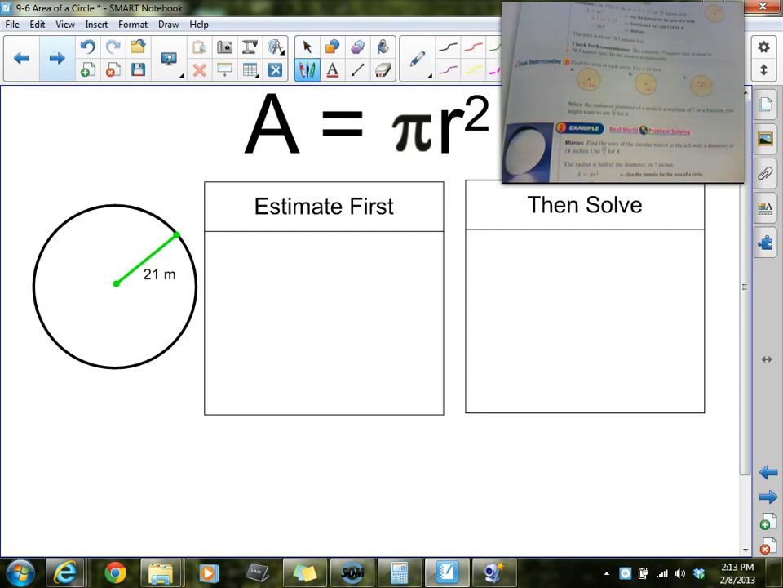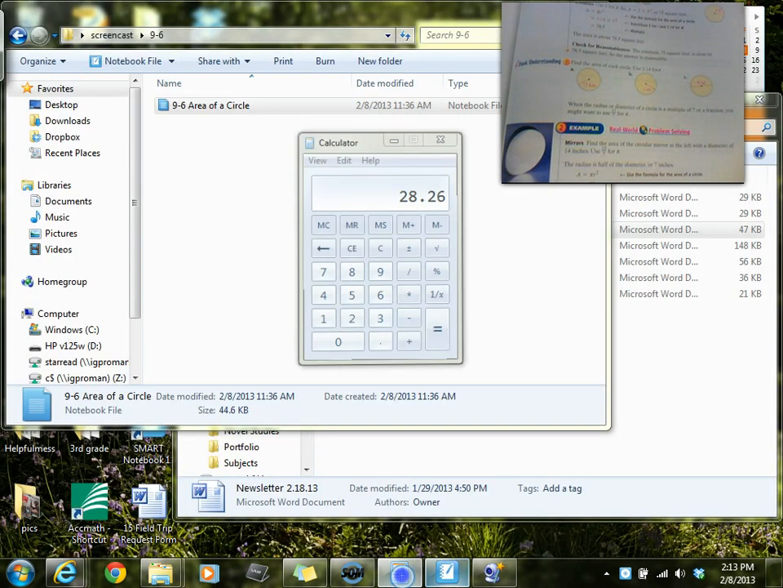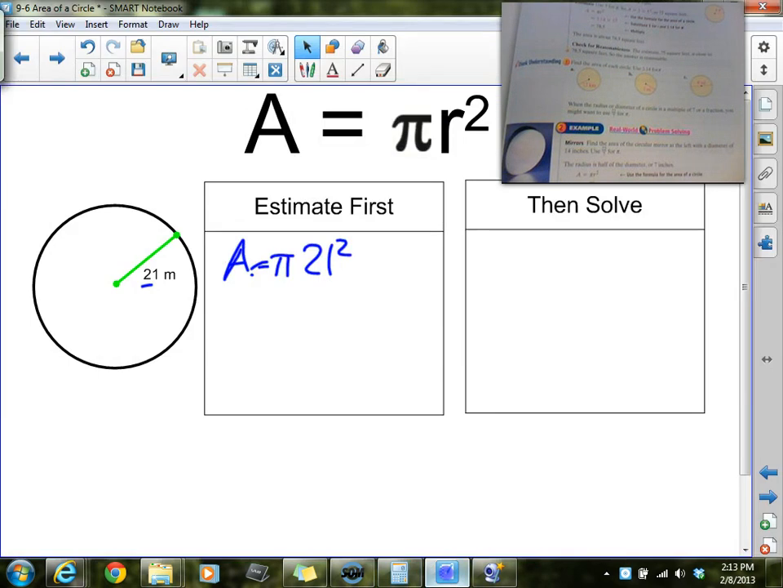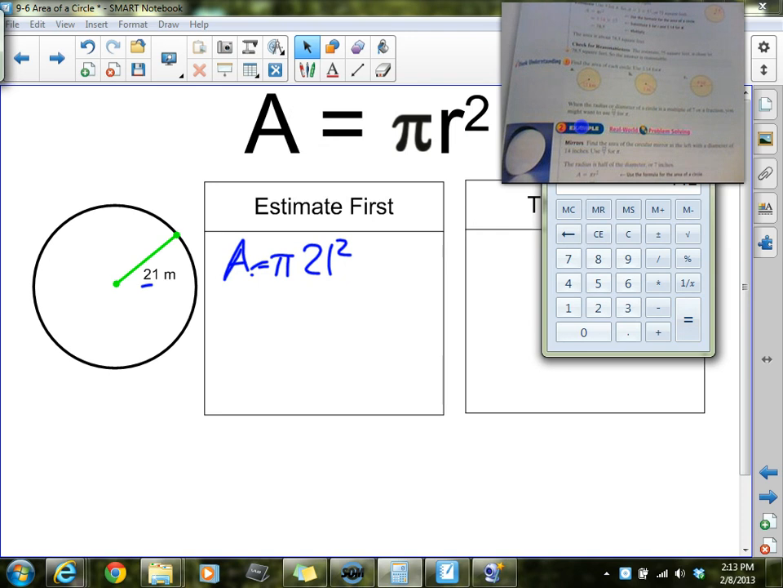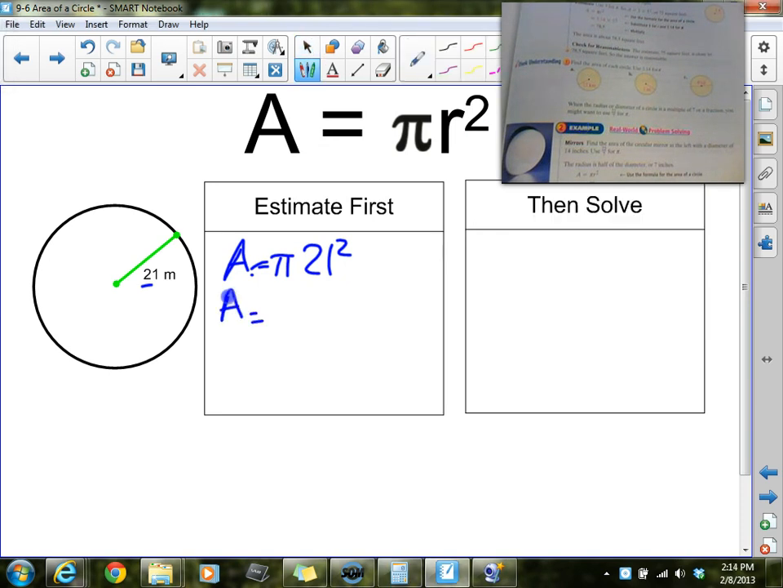So, I'm going to use my exact same formula. Pi times my area is going to be 21 meters, so 21 squared. Okay? So, now this one you probably don't have stuck in your brain. So, I would go ahead and get your calculator up. And 21 times 21, and the answer is 441. So, right here, 21 squared is going to be A equals pi times 441.